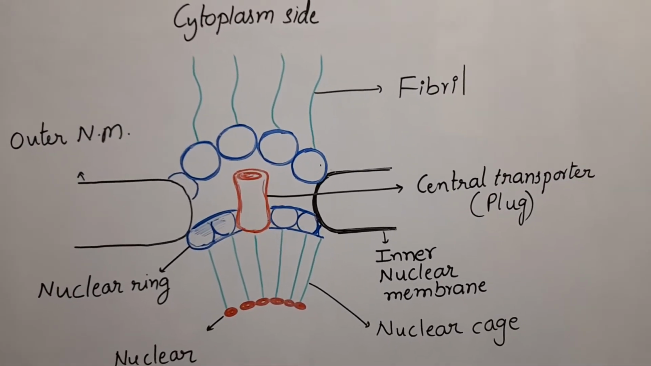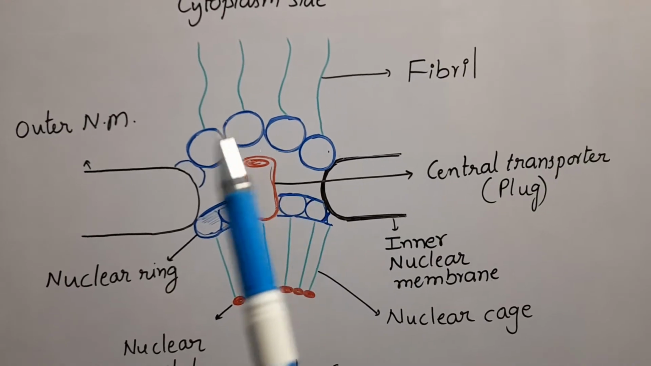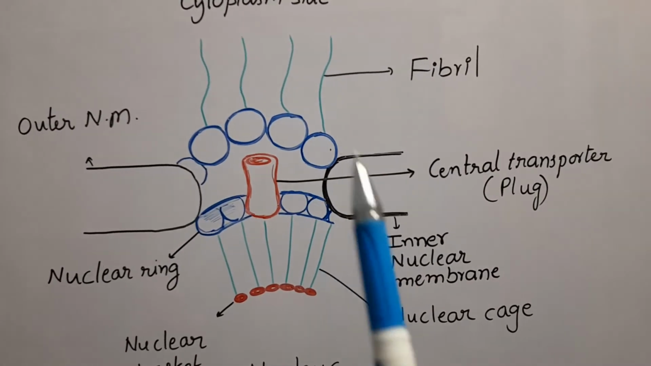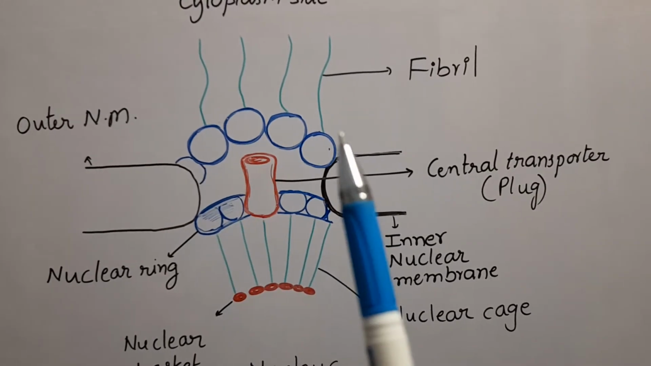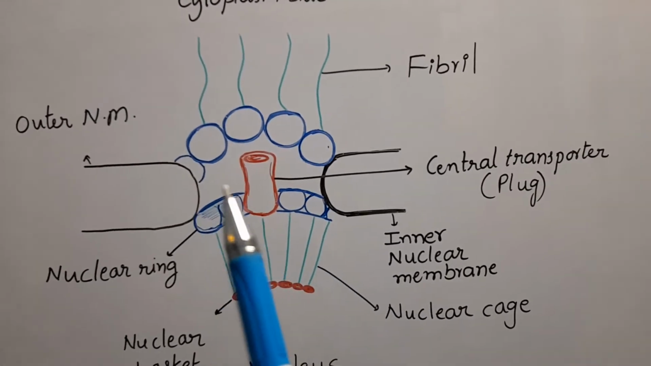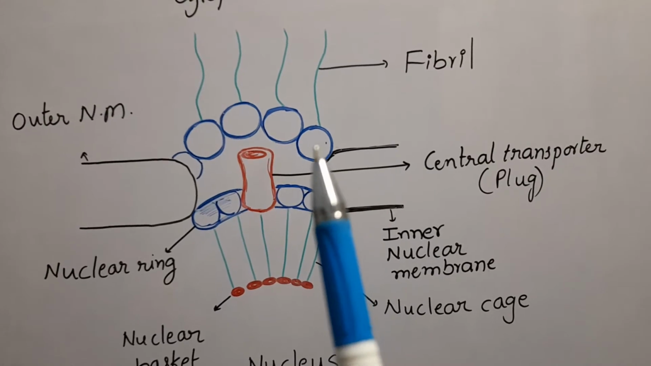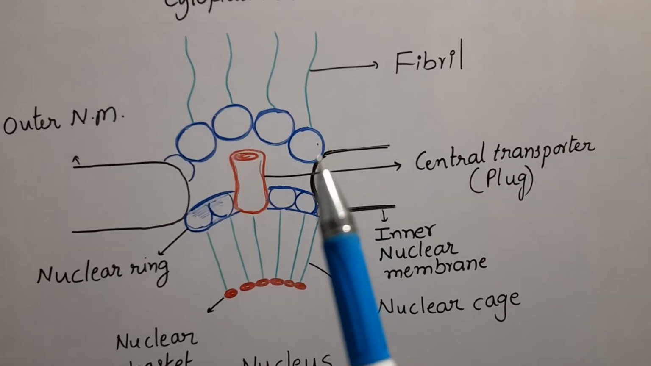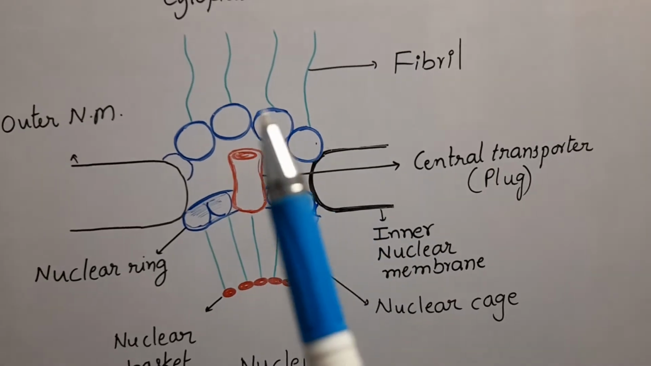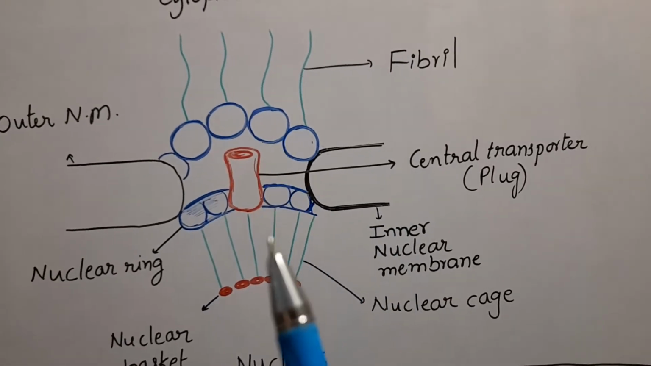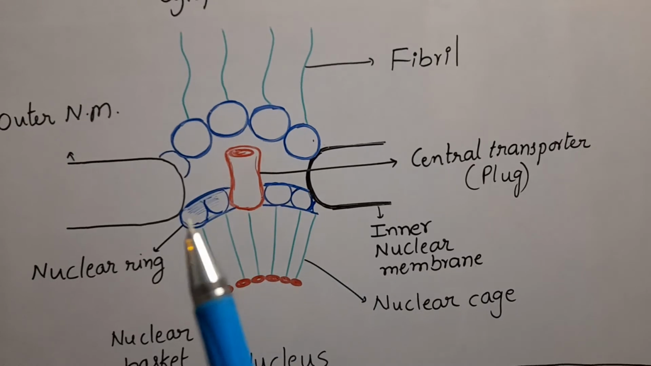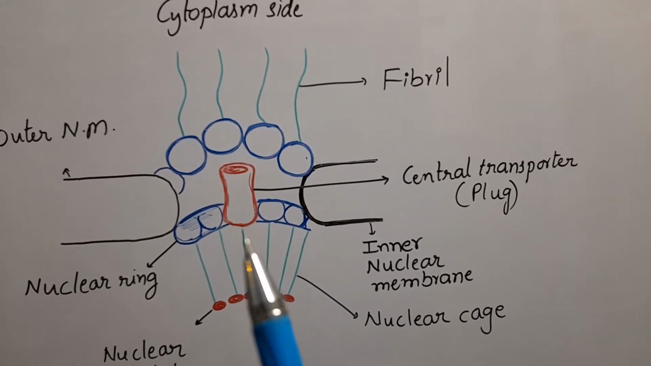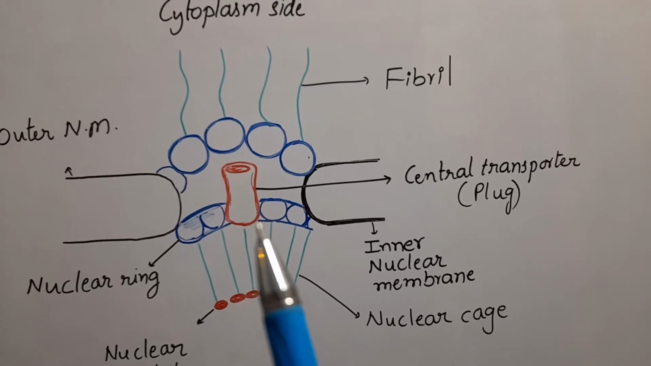In the nuclear pore complex, there are the outer ring and inner ring. Here, in the outer ring, there are 8 cylindrical structures arranged circularly. Here we can see only 4, but in ring manner 8 cylindrical structures are present, and in the inner ring also 8 cylindrical structures are present. In the central part, one central transporter or plug is present.